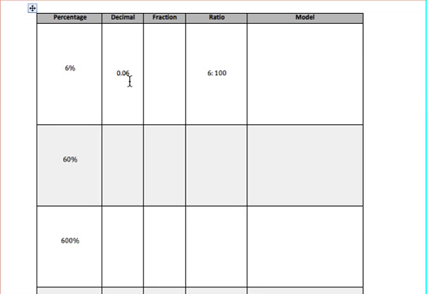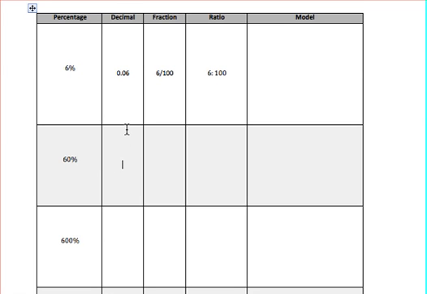That means my 6, which is the only digit in our percentage, has to be in the hundredths position in the decimal. The fraction is 6 out of 100, 6 100ths. Our ratio is 6 to 100, and then you may draw the model and shade in 6 of your 100 squares.